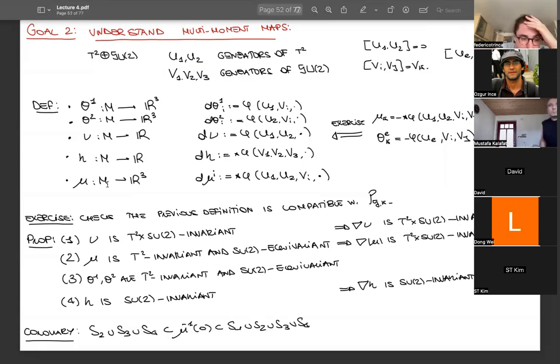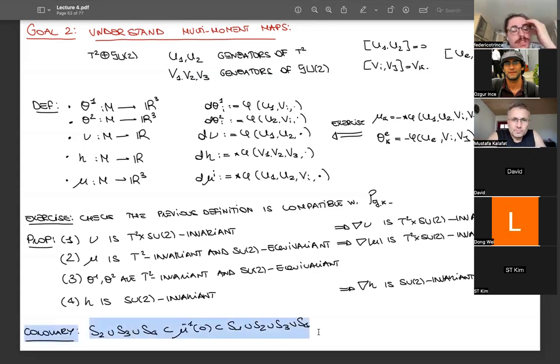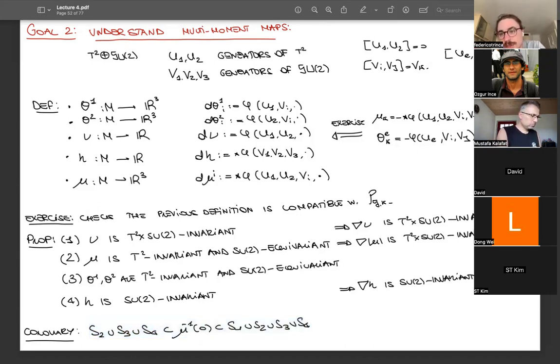Then the last observation that I forgot about, but it's quite crucial, is that the zero set of my multi-moment map here is contained in the singular set of my T2 times SU2 action, but also contains the singular set of the T2 action. So we will see that this is going to be crucial for understanding the topology of my T2 invariant associatives.